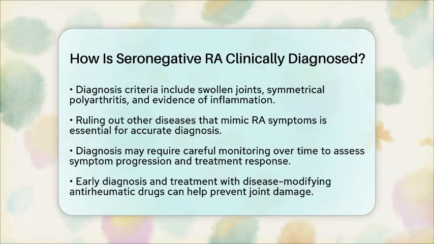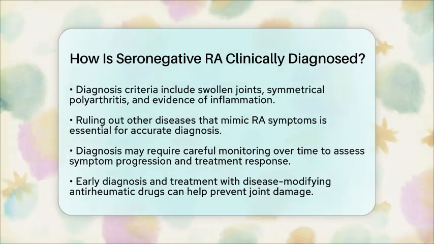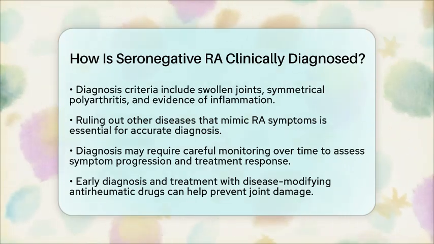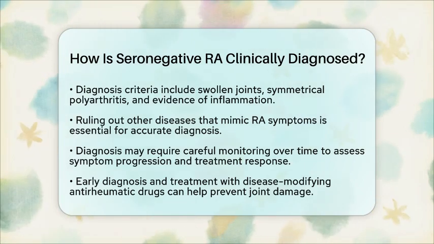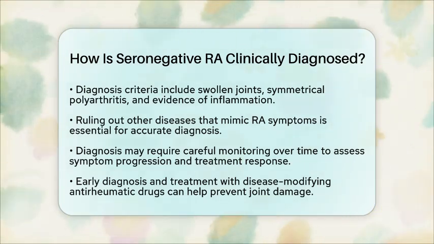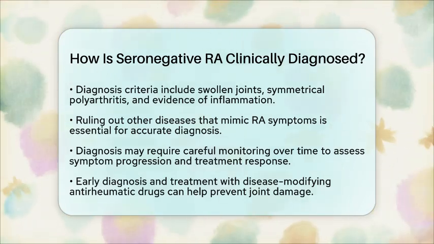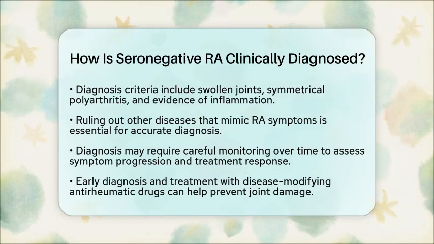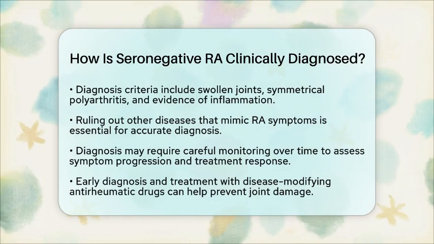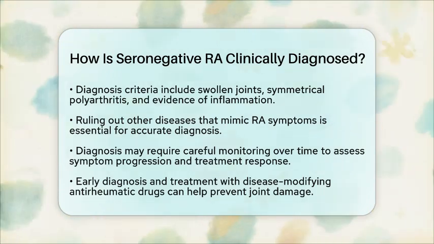In summary, diagnosing seronegative rheumatoid arthritis involves a combination of characteristic joint symptoms, negative blood tests for specific antibodies, evidence of joint inflammation or damage through imaging, and ruling out other potential causes. This comprehensive approach reflects the complex and systemic nature of rheumatoid arthritis, even in the absence of typical serological markers. Always consult healthcare professionals for personalized medical advice and guidance.